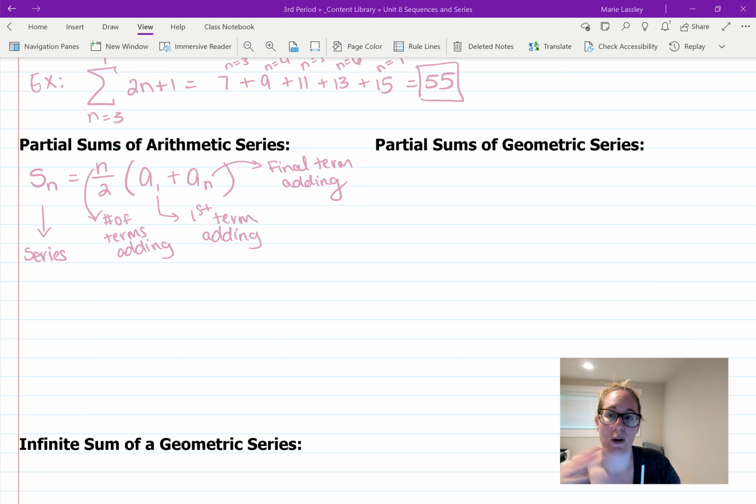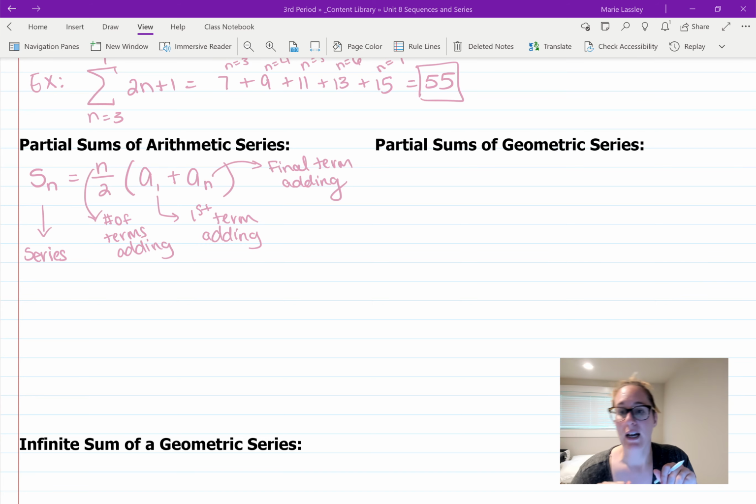Say you wanted to start with term 4 and end with term 50, then a1 would really be a sub 4, because it's the first term that you're starting with to add. And if you wanted to start at 4 and end at 50, you wouldn't plug in 50 for n. You would plug in 46, because that's how many terms you're actually adding together. So it gets a little bit complicated when you don't start with the first term. But luckily for us, we are always going to be starting with term number 1 for doing our partial sums. Okay, so that is the partial sum of an arithmetic series.